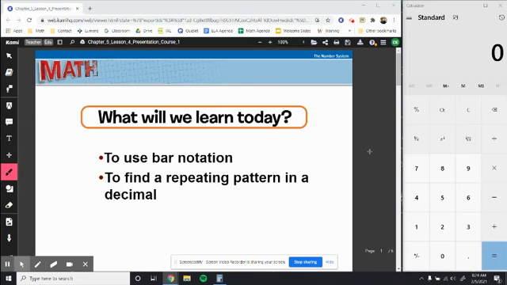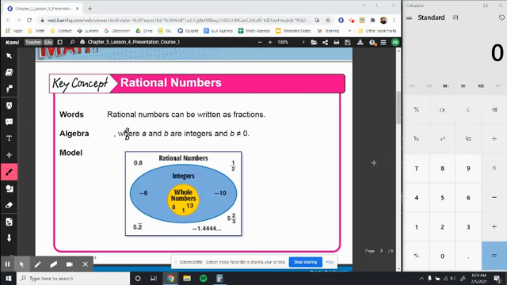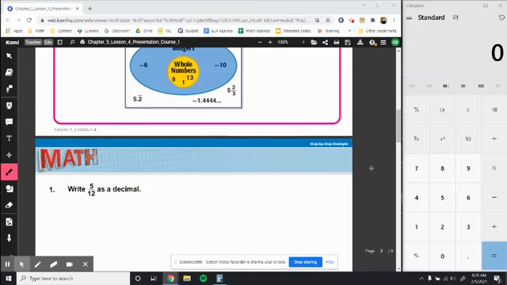All right, so today we're going to be learning how to use the bar notation to find a repeating pattern in a decimal. As I scroll down, we are going to talk about what rational numbers are. Rational numbers can be written as fractions, like our normal fractions where we have 1/2 or a half, 2/3, etc. That is what rational numbers are. They're like everything in between an integer. All right, so let's scroll down.